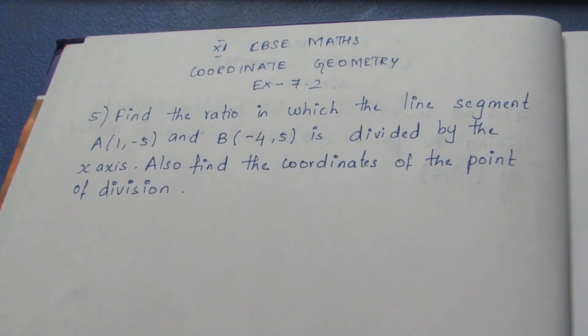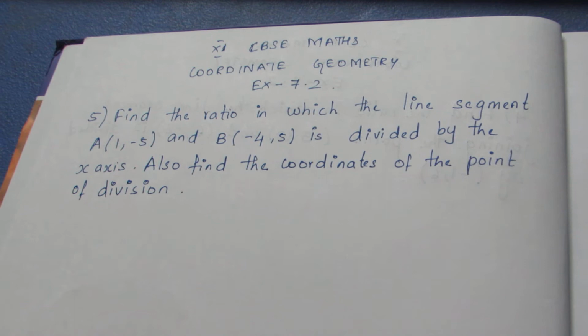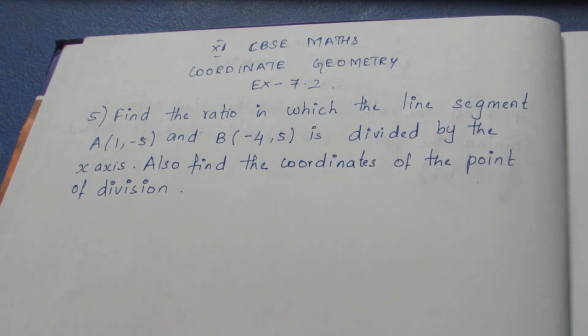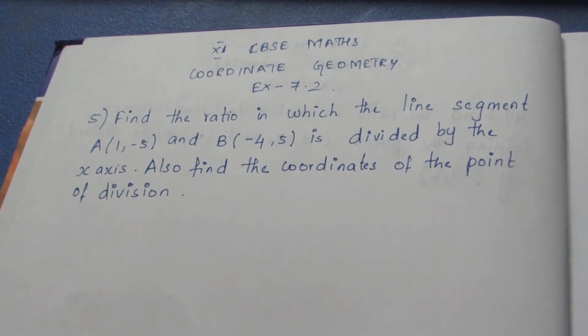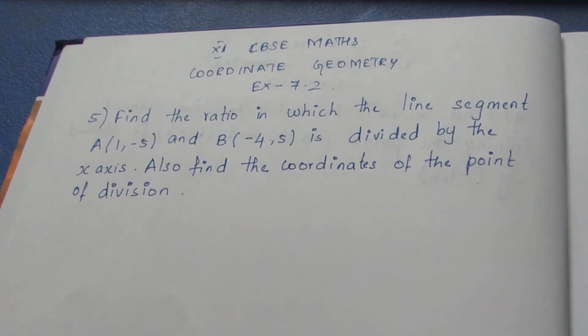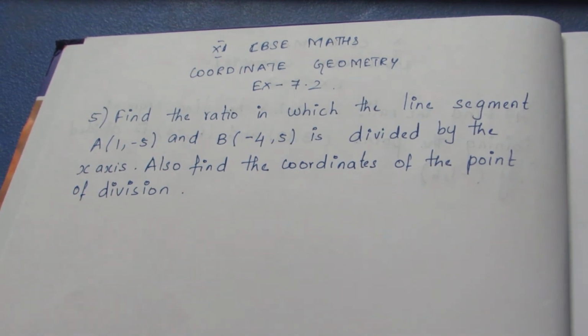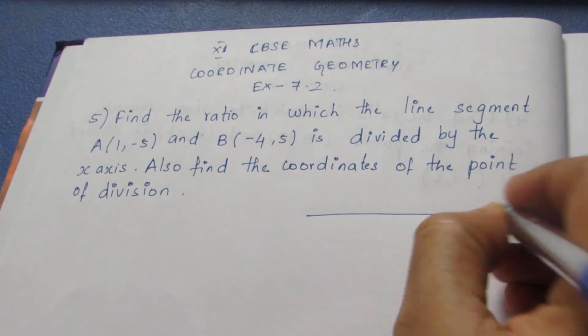Let's see the question. Find the ratio in which the line segment A (1, -5) and B (-4, 5) is divided by the x-axis. So a line is divided by the x-axis. Also find the coordinates of the point of the division. So we need to find the coordinates too.